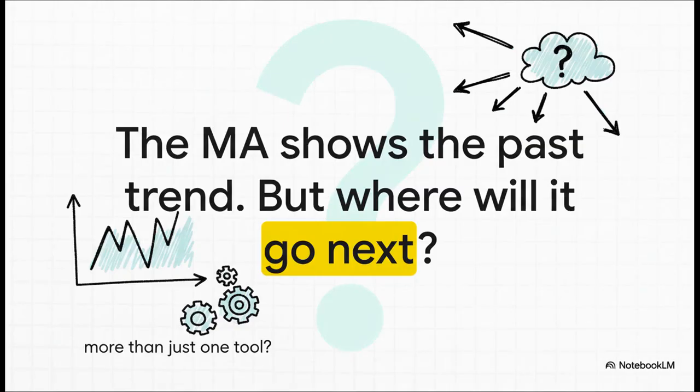And that really brings us to our final thought here. A moving average is a brilliant, brilliant tool for telling you what has already happened. It's fantastic at confirming the trend that is happening right now, but it's always looking in the rearview mirror. It can't predict the future. So the question it always leaves you with is the biggest one of all. Where is that trend going to go next?